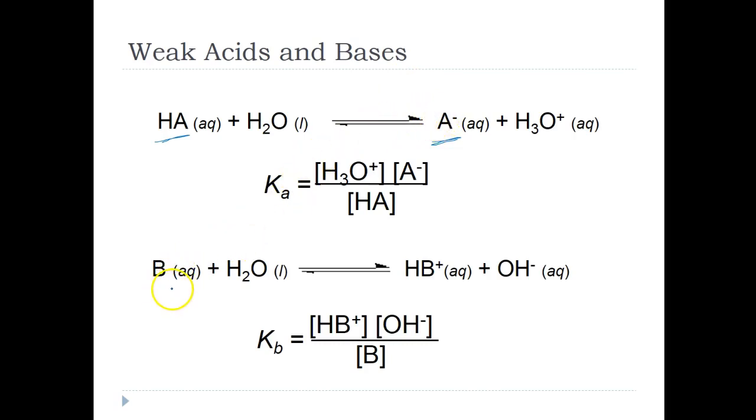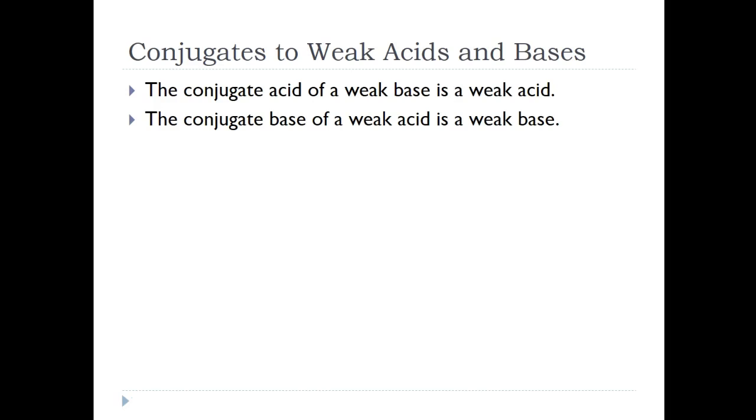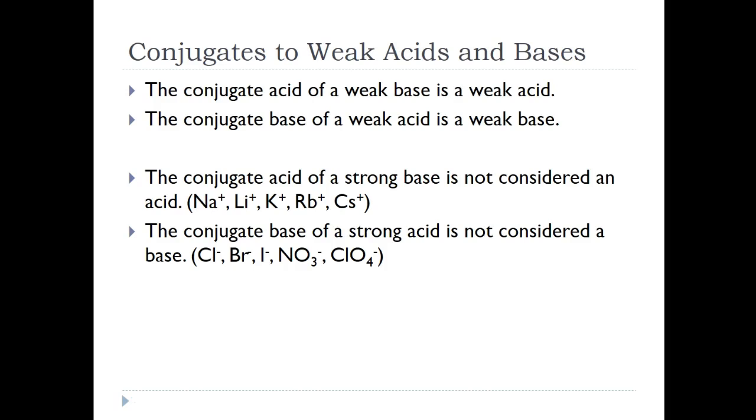For the weak base down here, it's a base because it can accept a proton. After it accepts the proton, now it has a proton that it could donate, so it's considered an acid. And these are conjugates of each other. The only difference between a conjugate acid and a conjugate base will be the absence or presence of an H plus. So for any acid, its conjugate base, we consider a base, and for any base, its conjugate acid, we consider an acid.